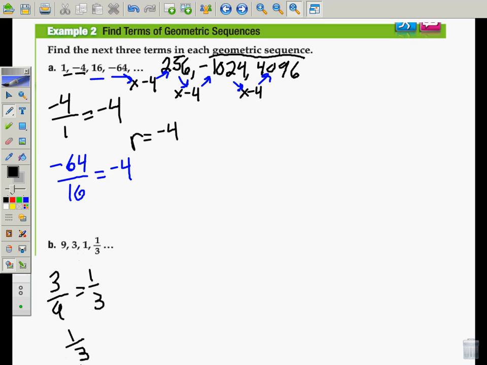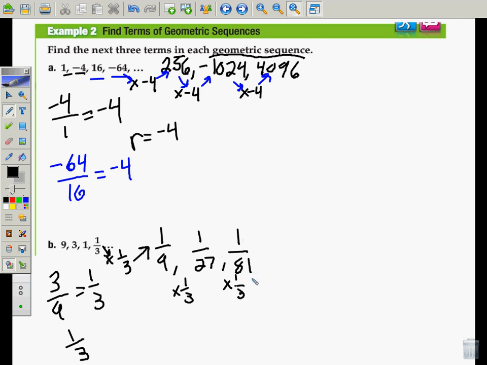So what I need to do every time is multiply by 1/3 to get my next term. 1/3 times 1/3 is 1/9. So there's my next term. Multiply by 1/3 again to get my next term, which would be 1/27. Multiply by 1/3 one more time to get my third term, 1/81.